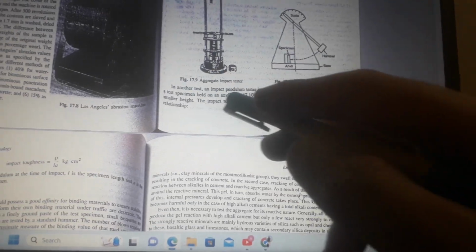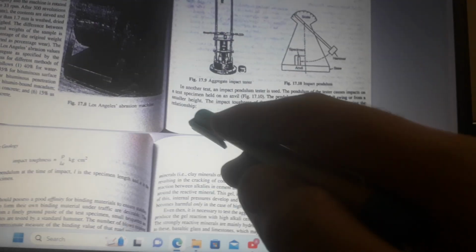In another test, an impact pendulum tester is used. The pendulum of the tester causes impacts on a test specimen held onto an anvil. The pendulum is released for its full swing or from a smaller height. The impact toughness of specimen rock can then be calculated by using the relationship: impact toughness is equal to P by LA kilogram per centimeter square, where P is the energy in the pendulum at the time of impact, L is the specimen length, and A is the cross-sectional area of the specimen.